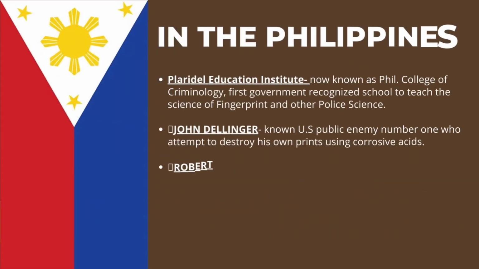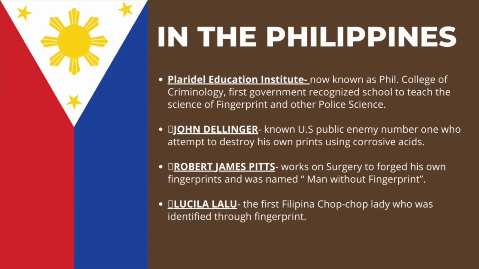The Philippine College of Criminology was the first government-recognized school to teach the science of fingerprint and other police sciences. Another personality who tried to destroy fingerprint as evidence in court is John Dillinger, a number one U.S. public enemy who attempted to destroy his own prints using corrosive acid.